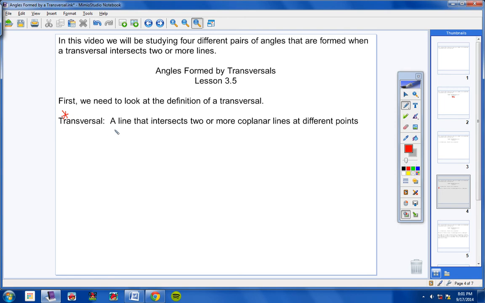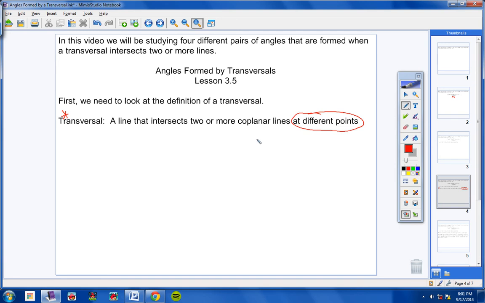A transversal is a line that intersects 2 or more coplanar lines at different points, okay? So I'll wait just a second while you copy that down, then I'll give you a picture or a diagram of it. But a transversal is a line that intersects 2 or more coplanar lines. And this is real important here, students, at different points, okay?